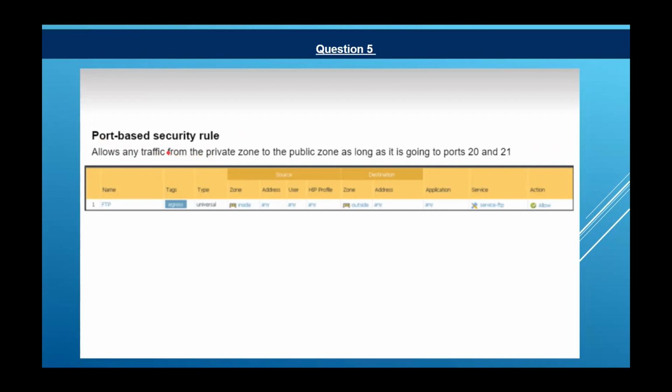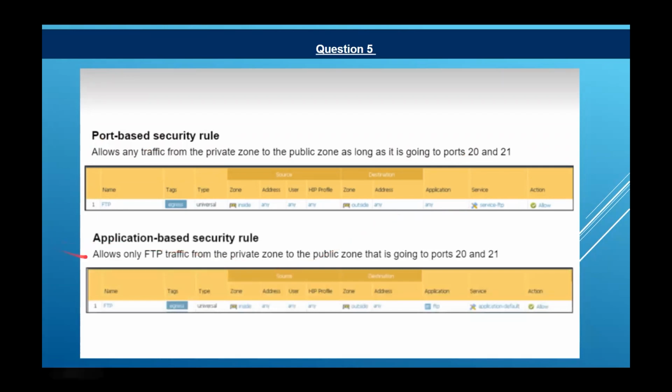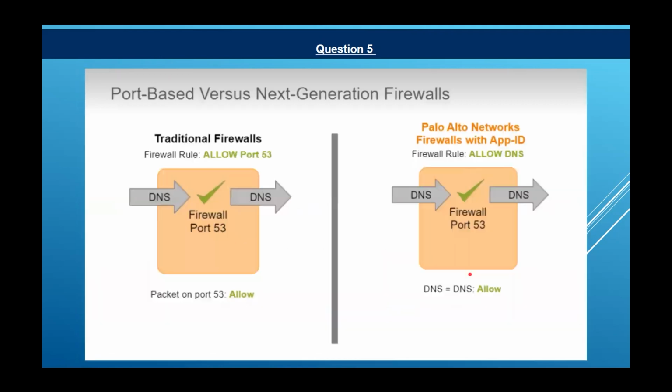So guys, if we are talking about port-based security, you can see in this rule they are applying a port-based security rule. Port means your service. So you can see here service FTP. In this rule, they are allowing the port FTP, right? And if we are talking about the application-based rule, in this we are using the application, not service, only application.